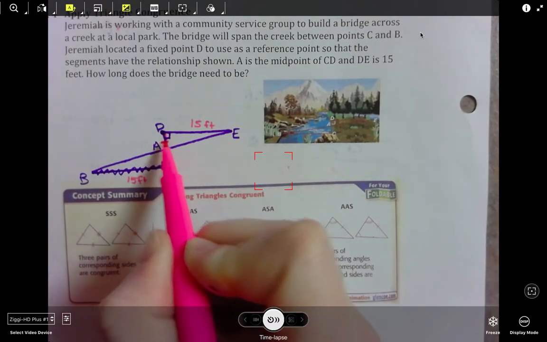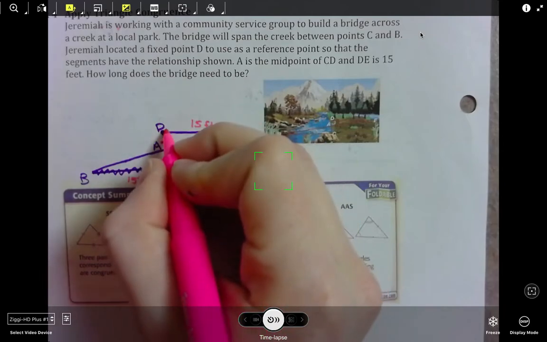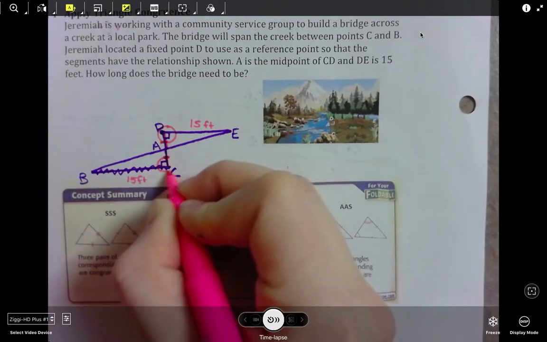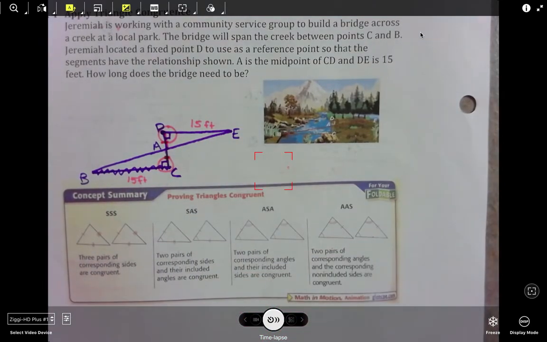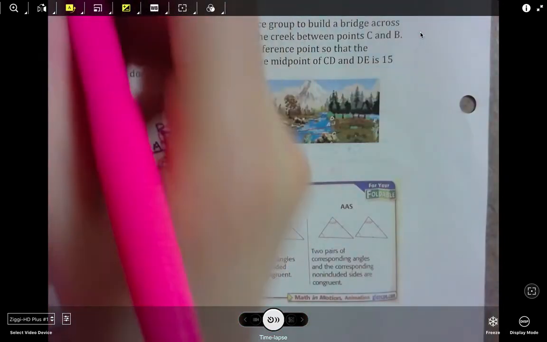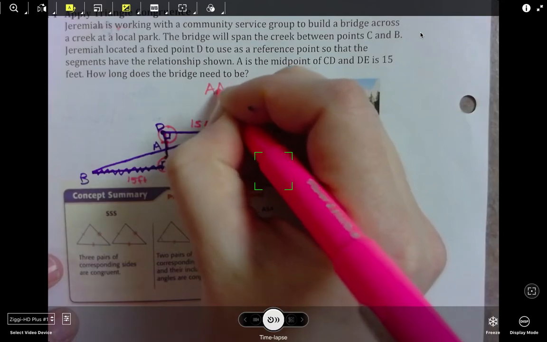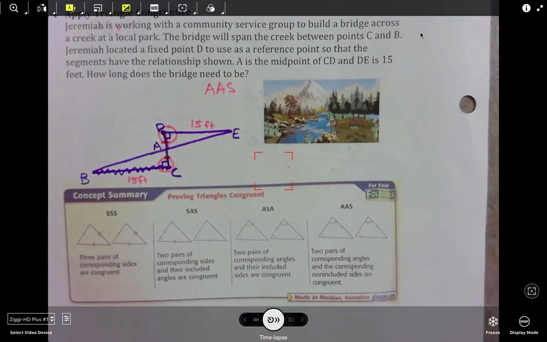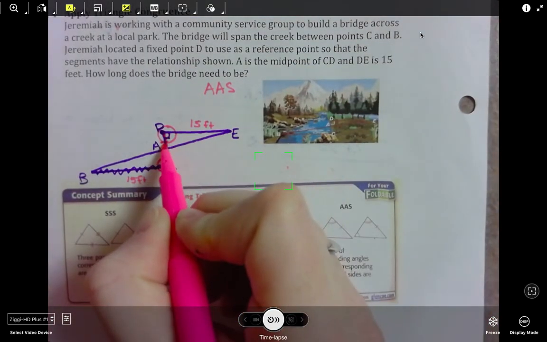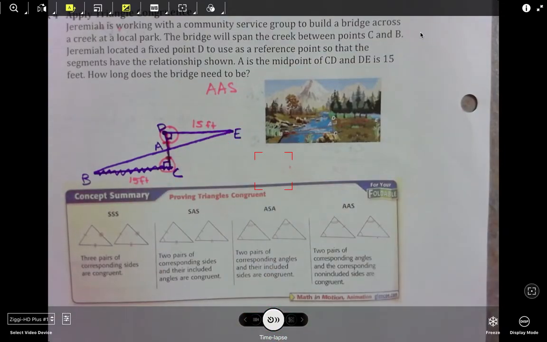So I know that this side is the same as this side, and I really know that angle D is the same as angle C because both of those are right angles, right? So what I need is probably, if we're going to do angle, angle, side, I need another angle, right? I have an angle and I have a side. I need another angle to say that those two triangles are the same.